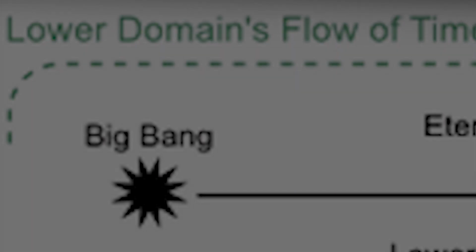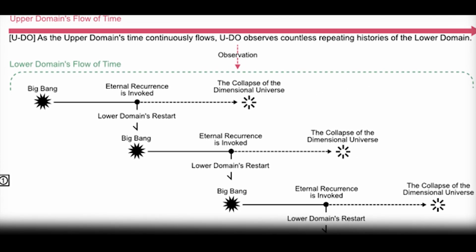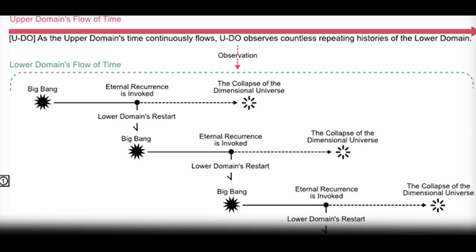Keep in mind that eternal recurrence only restarts the lower domain. This means that the upper domain is never reset, and Udu, who lives in the upper domain and observes the lower domain, has seen this process of eternal recurrence multiple times.